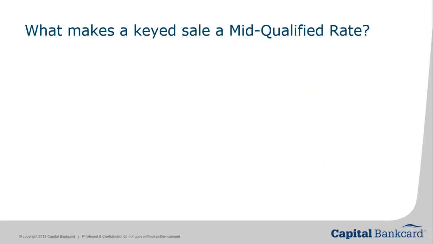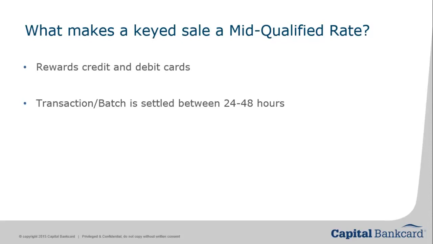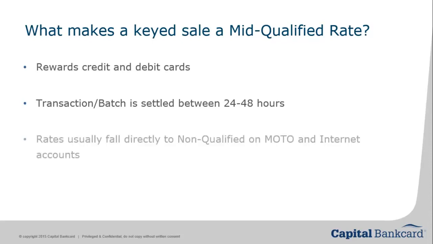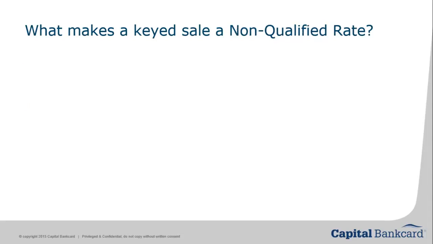What would make it fall to a mid-qualified on a keyed account? This could be a rewards credit or debit card. The transaction or batch is settled between 24 to 48 hours after accepting the transaction, and many rates will usually fall directly to non-qualified for Moto and internet accounts, as those are viewed as the highest risk.